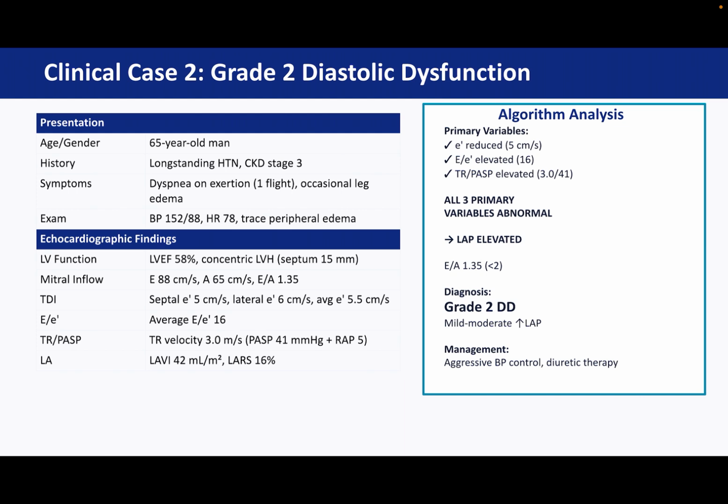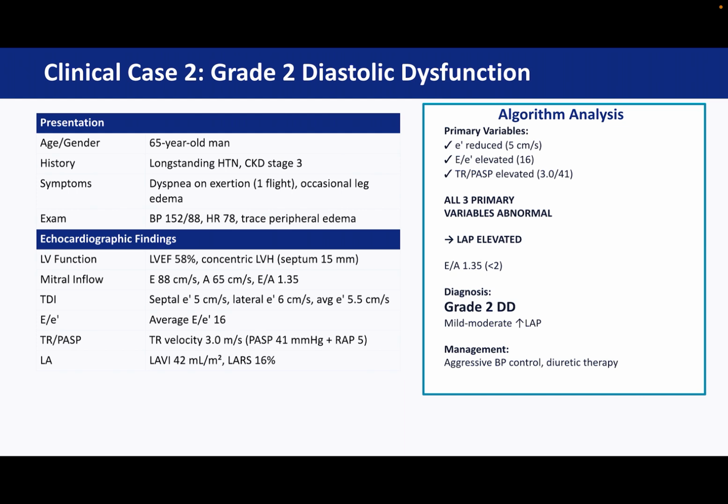E to E prime is elevated. Average E to E prime 16, which is elevated. Primary variable 1 positive. TR elevated, 3 meters per second. For all three primary variables, E prime reduced, E to E prime greater than 14, TR elevated, all abnormal, left atrial pressure is elevated, and the E to A ratio is 1.35. Since the ratio of E to A is less than 2, you diagnose grade 2 diastolic dysfunction.